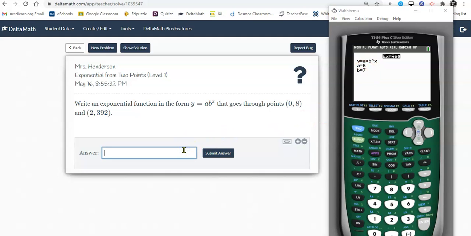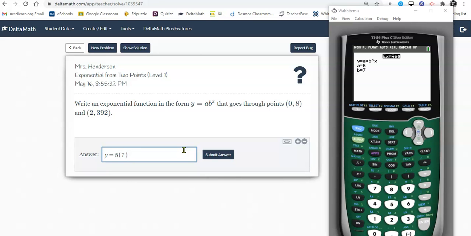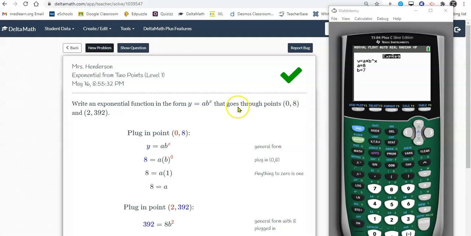So I'm going to type that in here, y equals 7 parentheses, A is 8, B is 7, and then don't forget shift 6 for your exponent. And that is how you calculate exponential regression.